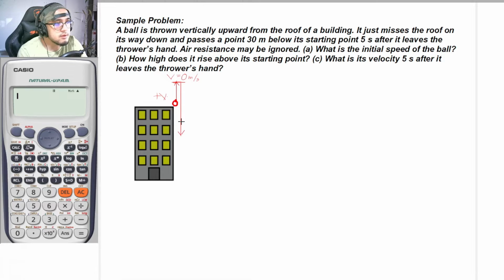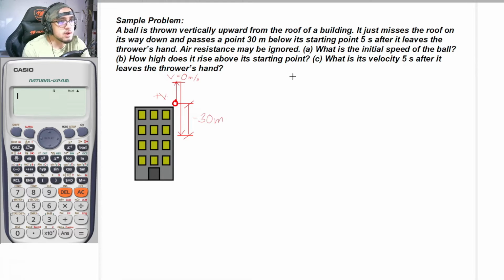So with that, this is now, let's say, your figure. It is said here that it passes 30 meters below its starting point 5 seconds after it leaves the thrower's hands. So with that, measuring it from your initial position downwards, this is equal to negative 30 meters.